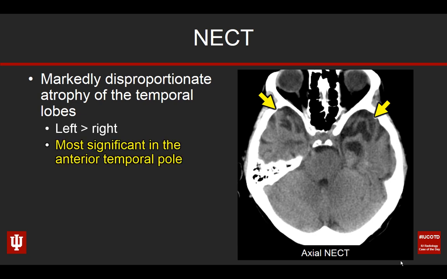And if you look at where this is affecting the temporal lobes, it's the anterior temporal pole. Very much anterior, maybe even inferiorly as well, within the temporal lobes are affected most significantly with this volume loss.